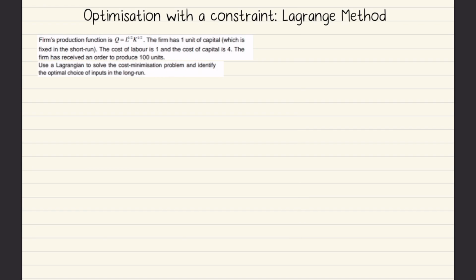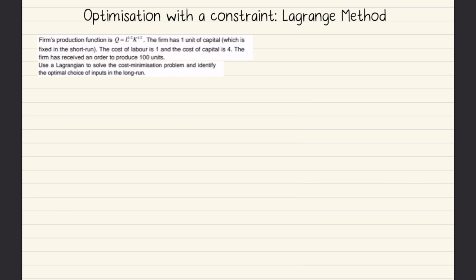but I just felt like it'd be good to revise the Lagrange method because we do this in intermediate microeconomics at UEA, and I might forget how to do it. Essentially, the Lagrange multiplier helps find the optimum point of, in this context, labor and capital for a production function, and it does it by optimizing it subject to a constraint.